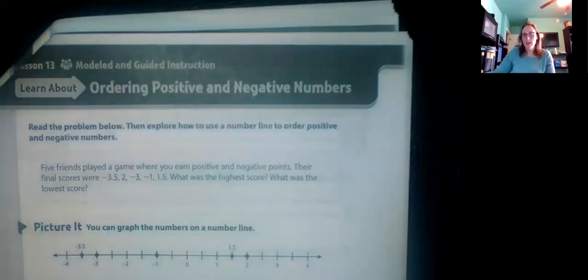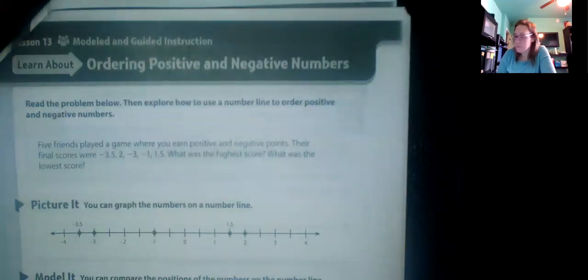All right, so today we are looking at ordering positive and negative numbers. It says read the problem below, then explore how to use the number line to order the positive and negative numbers. Very similar to when we were comparing, but now we're just going to have more of a list.